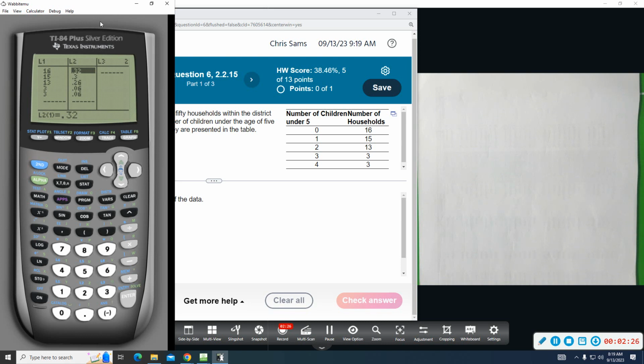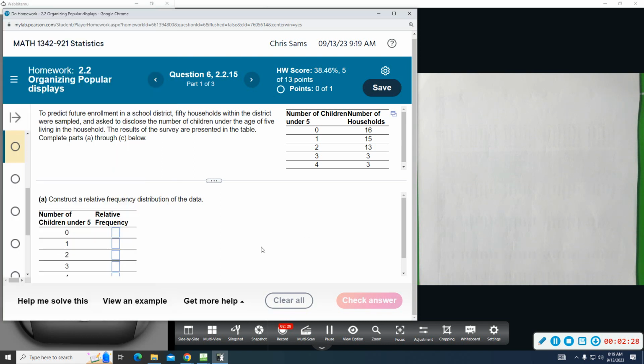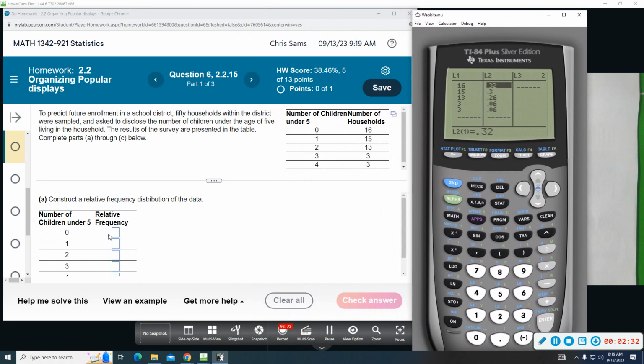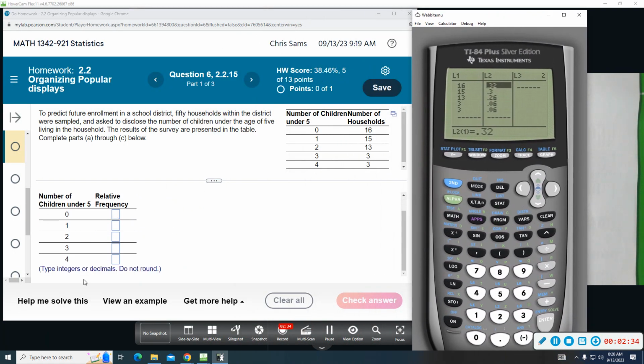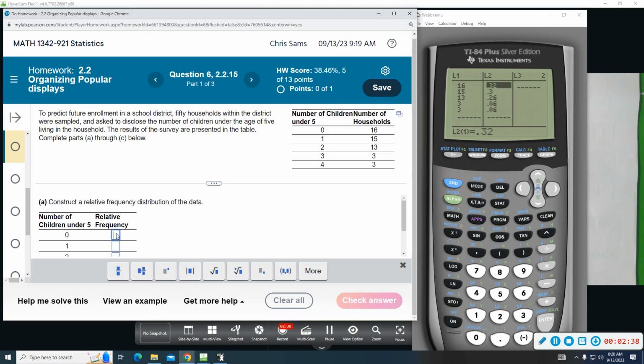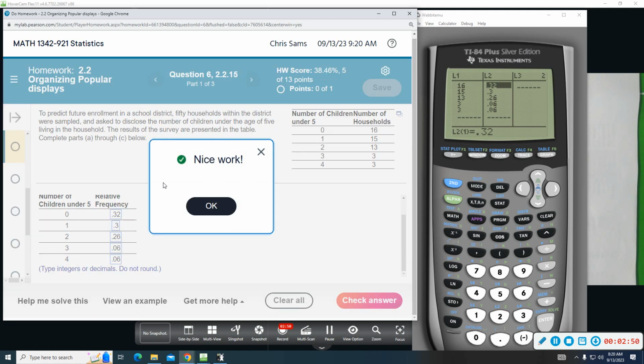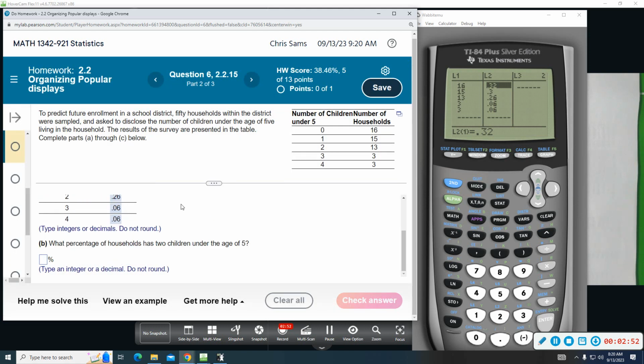And then at this point, looks like my calculator is kind of freezing up. At this point, I can type them here. It says type integers or decimals, do not round. So I'm going to just type those numbers as they are. So 0.32, and then 0.3, 0.26, 0.06, 0.06. So that gives us our relative frequency distribution.